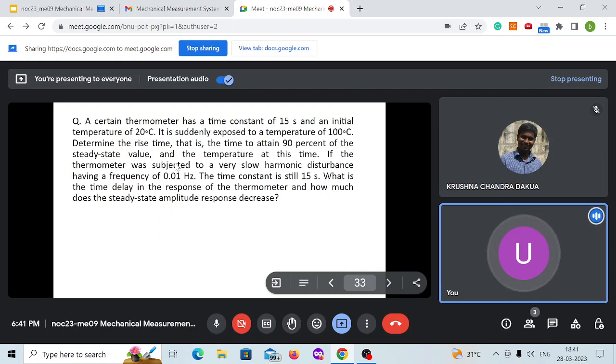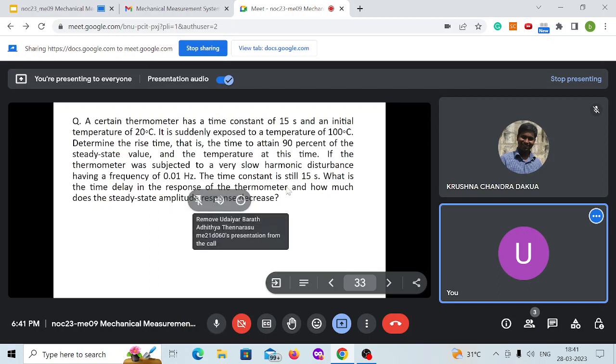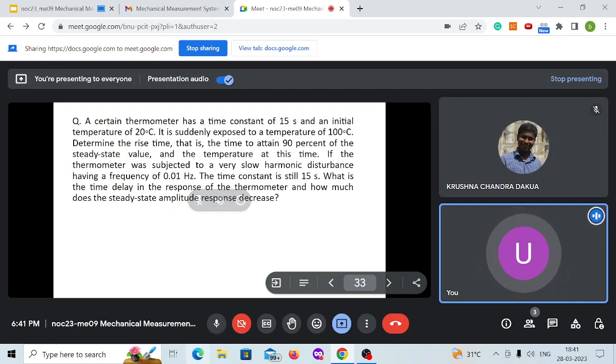If you have solved it, may I know the values? Yeah, we'll see the solution in 2 minutes. I'll give you an additional 2 minutes to solve.